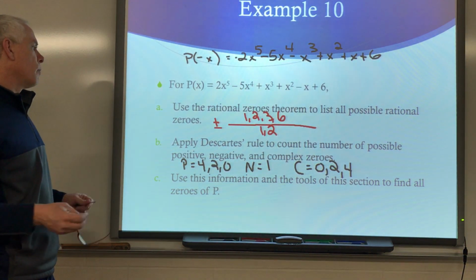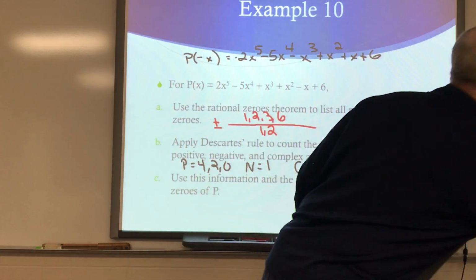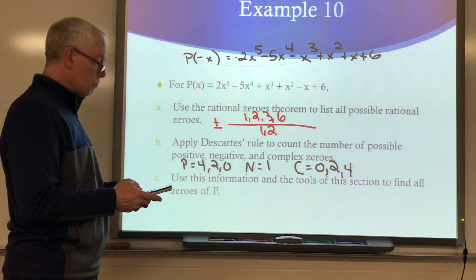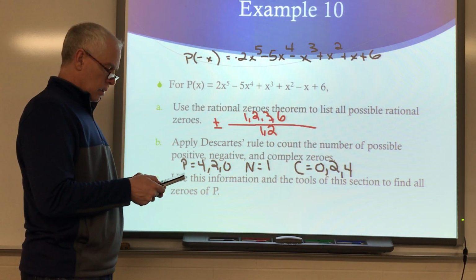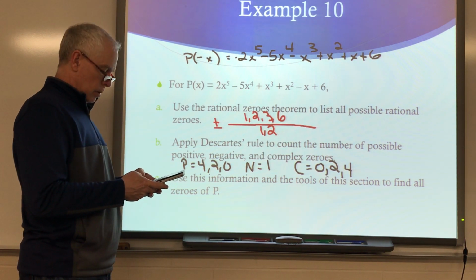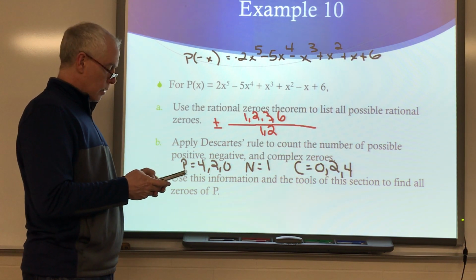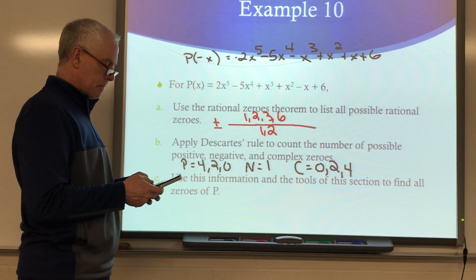And then I want to use this information in the tools of this section to find all of the zeros. Okay, we're going to go back to how we did this before. So I would go into your y equals, you guys, put in this function, 2x to the 5th minus 5x to the 4th plus x to the 3rd plus x squared minus x plus 6, okay?